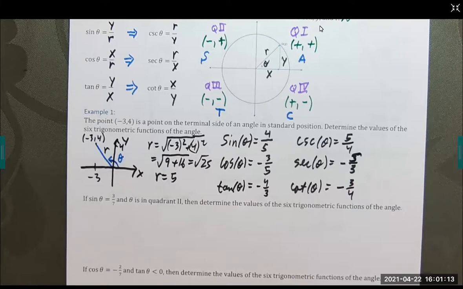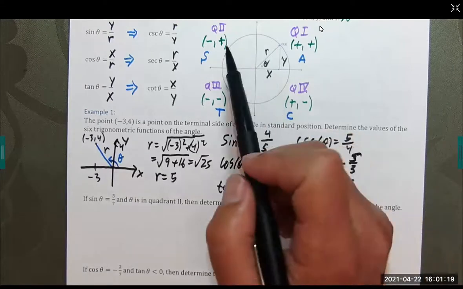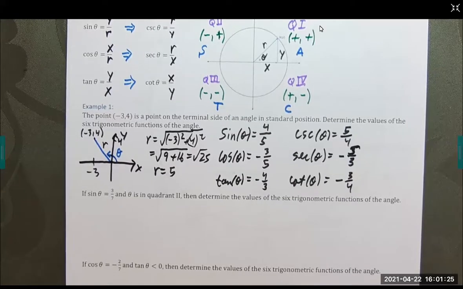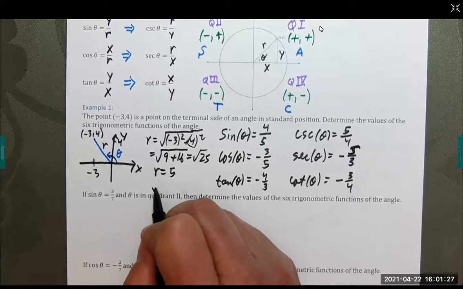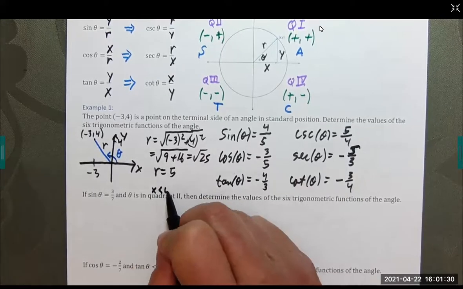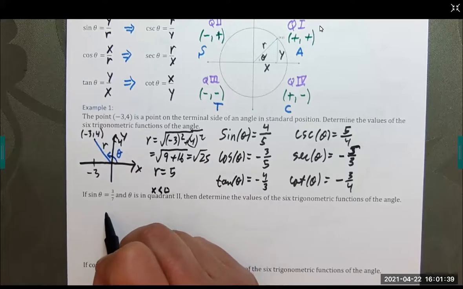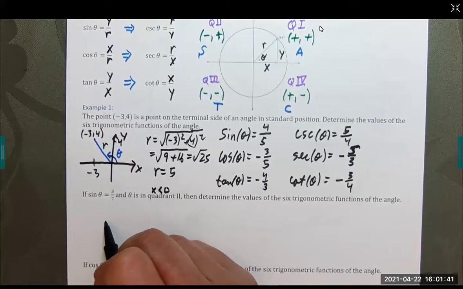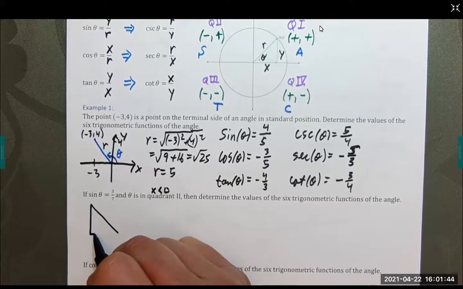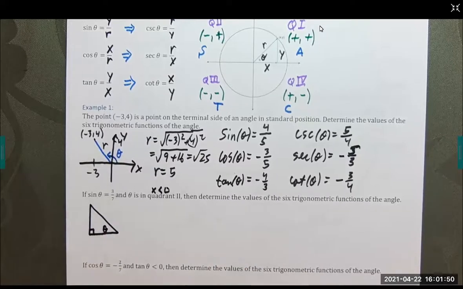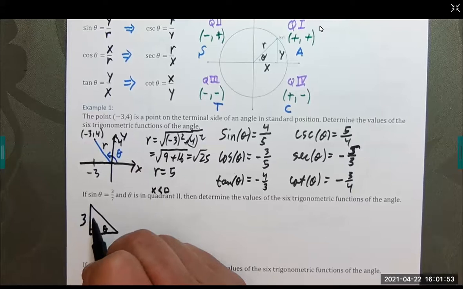Next up, if sine of theta is 3 over 7, and theta is in quadrant 2, so we're in quadrant 2 again, so we're here. Then determine, again, quadrant 2 means that x is negative. Then describe the values of the six trigonometric functions of the angle. Now, what I want to do is come up with a triangle and we know sine is the opposite over the hypotenuse.